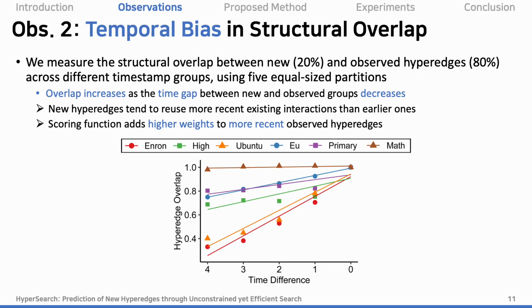Next, let's turn to the temporal patterns. We also observed a temporal bias in structural overlap. We split the observed hyperedges into 5 equal-sized groups based on timestamp. Then we measure the overlap between each group and the most recent one. The overlap increases as the observed hyperedges become more recent. This suggests that new hyperedges are more likely to resemble recent hyperedges than old ones. Based on this observation, we assign higher weights to more recent hyperedges in our scoring function.